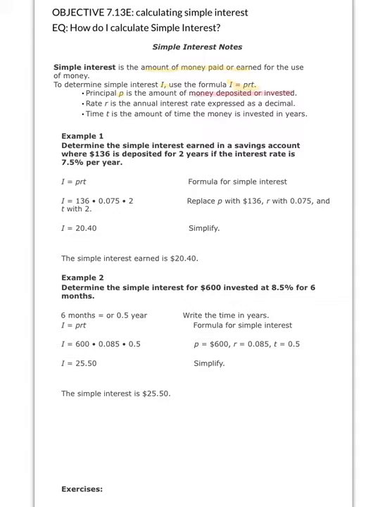Rate is the R, and that's the annual interest rate expressed as a decimal. When you're given that rate, it may say 10%, but you have to convert it to a decimal. So you do Dr. Pepper, move the decimal over 2 times, and it turns into 0.10. It's very important that you note that it's as a decimal. And time is the amount of time the money is invested in years.